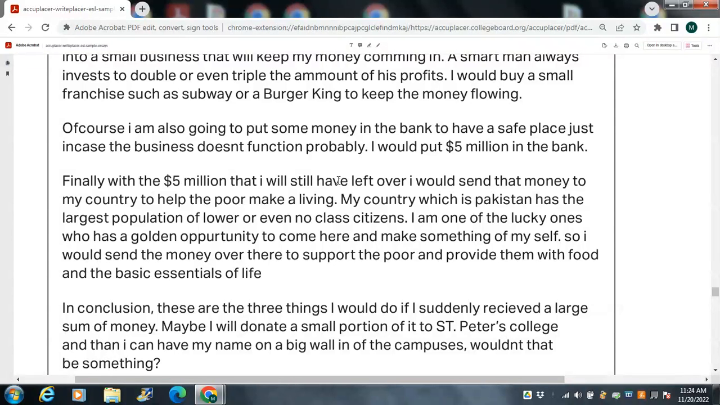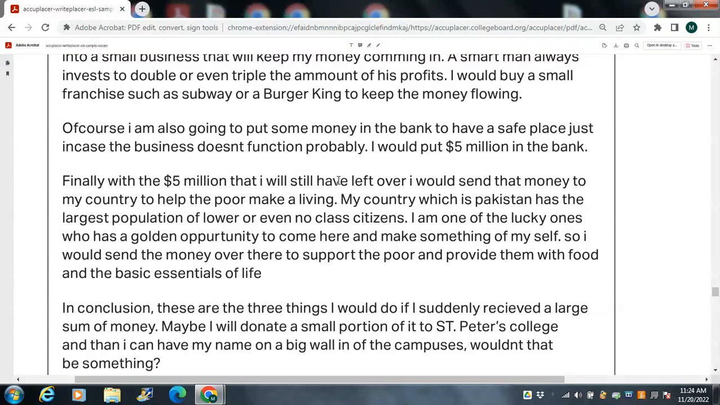So maybe what they mean is of lower class, or even no class, meaning they're not even in a class system. They are so poor that they're sort of the forgotten citizens. So I might have used something more specific: has the largest population of lower or even forgotten citizens. Because that's really what I think the writer is trying to get across, that these are people who no one even recognizes as human beings. They're just sort of like they have no caste. And so I think that's what they're trying to get across.